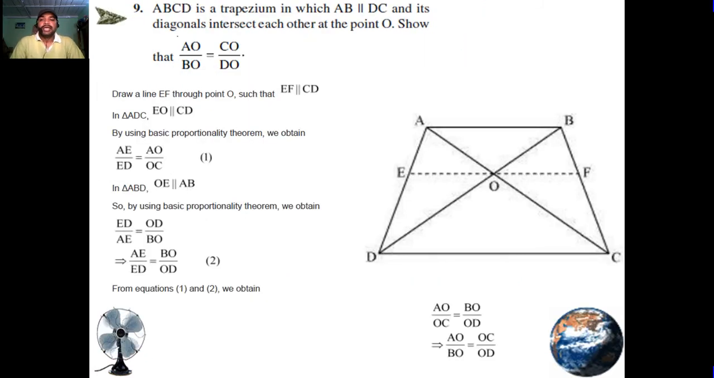Question 9. ABCD is a trapezium in which AB is parallel to DC and its diagonals intersect each other at a point O. Prove that AO upon BO is equal to CO upon DO. Draw a line EF through the point O such that EF is parallel to CD. In triangle ADC, EO is parallel to CD. By using basic proportionality theorem, we obtain AE upon ED is equal to AO upon OC, equation number 1.